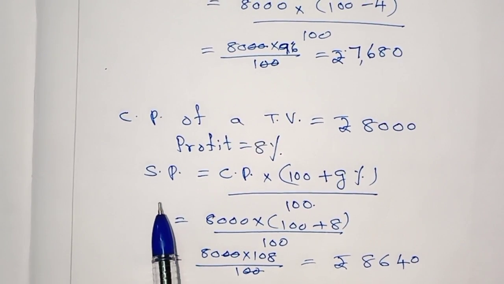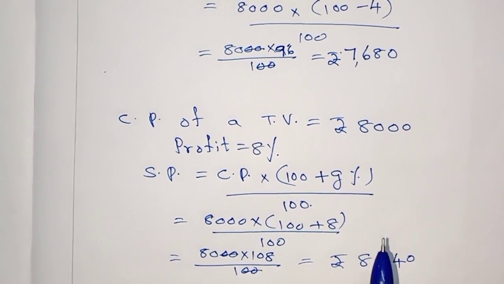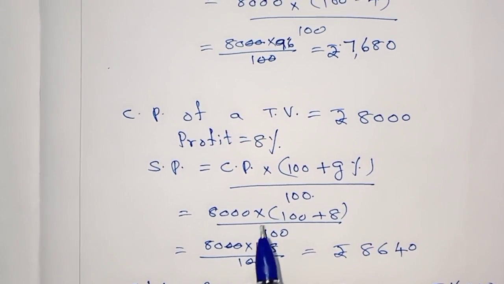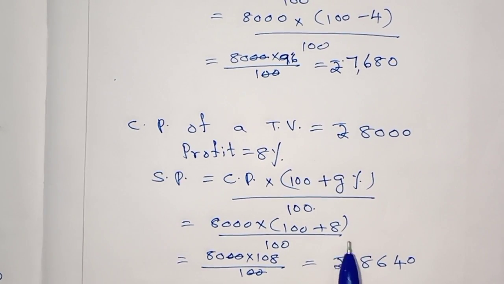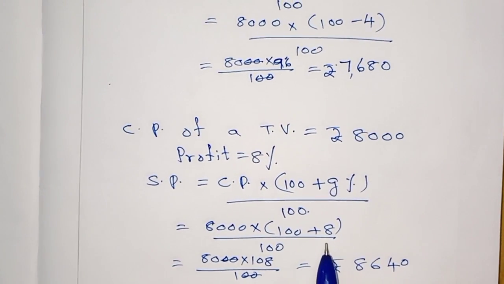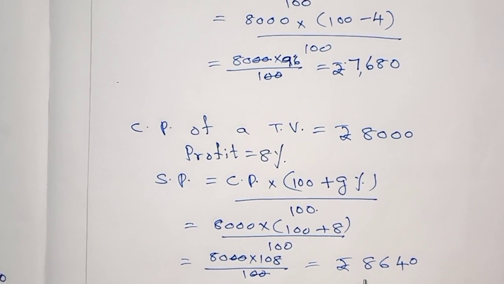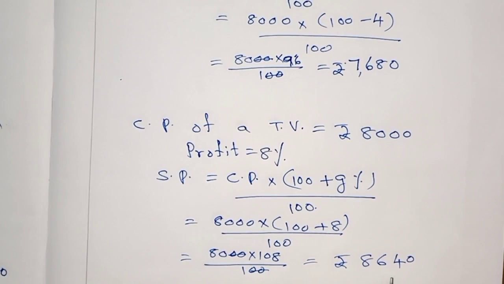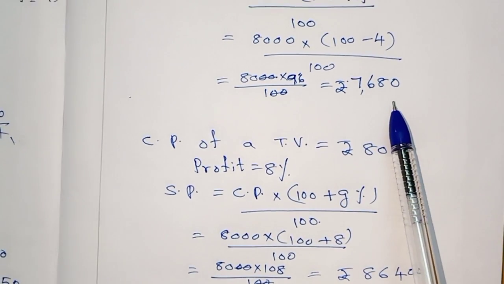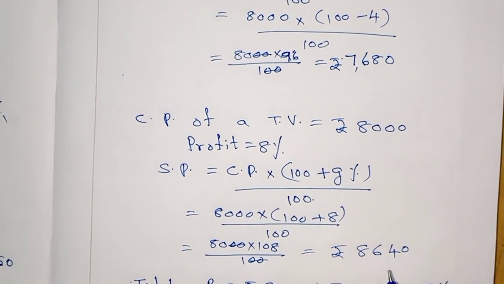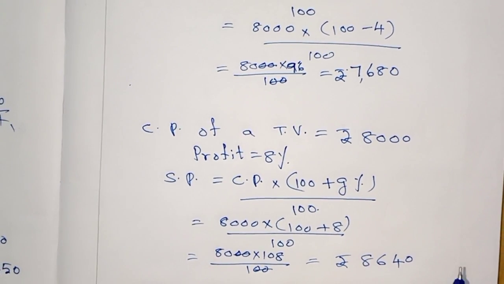So selling price is equal to CP into 100 plus gain percent by 100. So what is CP? 8,000. 100 plus what is the gain percent? It is 8. So 100 plus 8 is 108. So what is the selling price of the TV? 8,640. So now this is the selling price of the VCR and this is the SP of the TV. So we know the CP and also we know the SP.